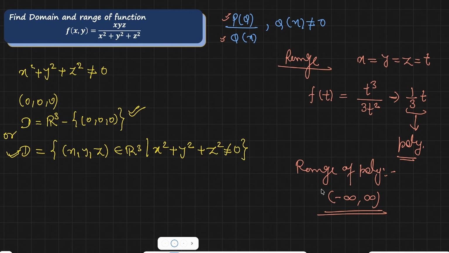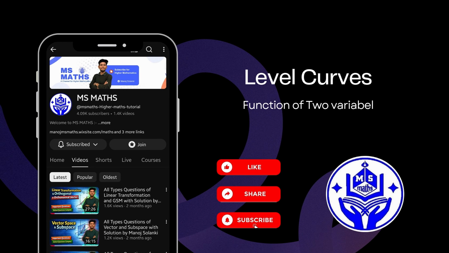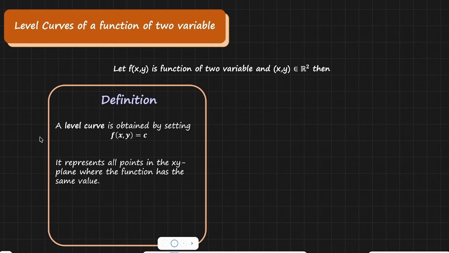Now move to another topic, that is level curves of a function of two variables. Whenever you have a function of several variables or a function of two variables, level curves are something like this. A level curve is obtained by setting f(x, y) equal to c. So basically it represents all points in the xy plane where the function has the same value.